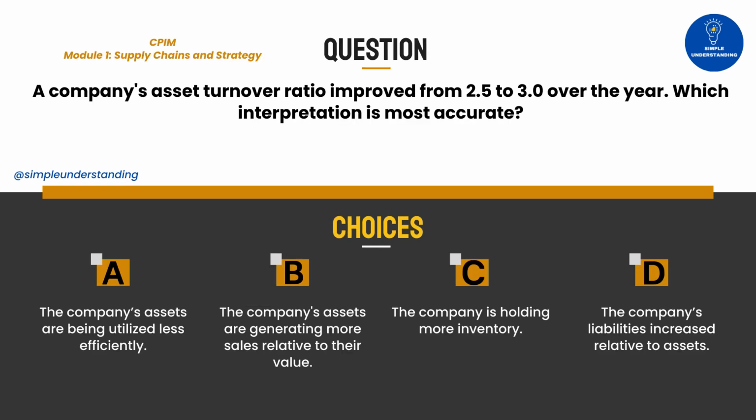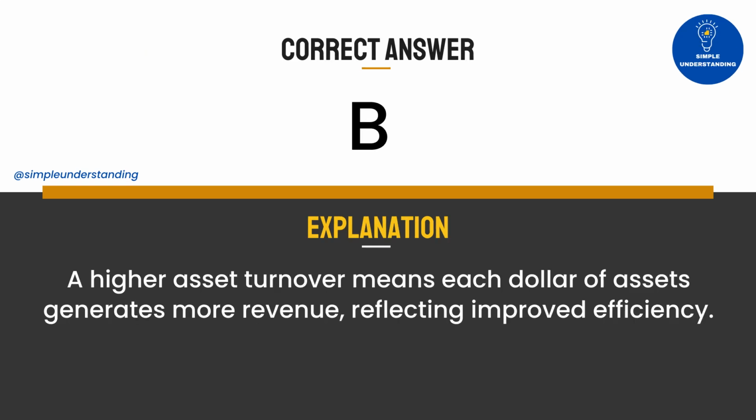Question 14. A company's asset turnover ratio improved from 2.5 to 3.0 over the year. Which interpretation is most accurate? A. The company's assets are being utilized less efficiently. B. The company's assets are generating more sales relative to their value. C. The company is holding more inventory. D. The company's liabilities increased relative to assets. Correct answer, B. Explanation. A higher asset turnover means each dollar of assets generates more revenue, reflecting improved efficiency.